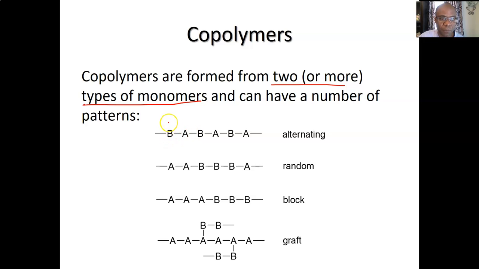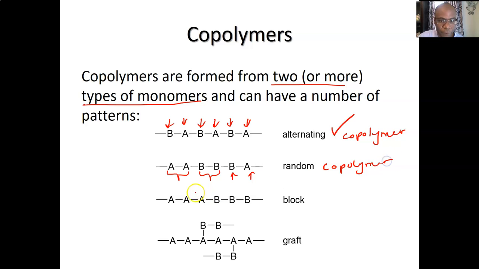But for copolymers, you have to have two or more types of monomers, and you also have a number of patterns. So probably monomer B is alternated by A: A, B, A, B, A. That's called alternating copolymer. Or you could have a set of A, a set of B, and then a single B, a single A. There's no pattern here. You get random copolymer. Or you could have a set of A, a set of B, alternating with a set of A with the same count. That's called block copolymer. It's block because you have sets of the same type of monomers arranged together.